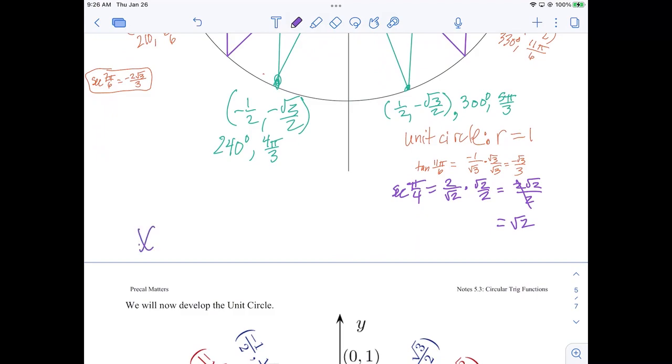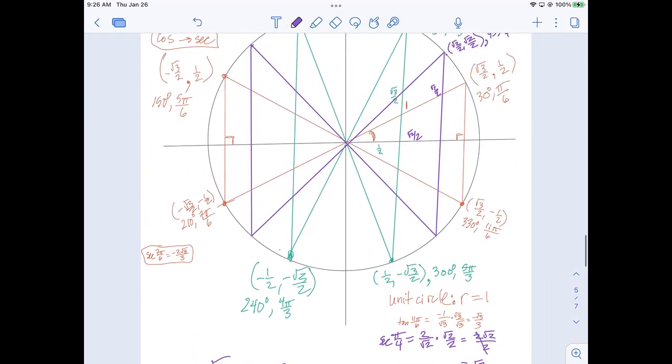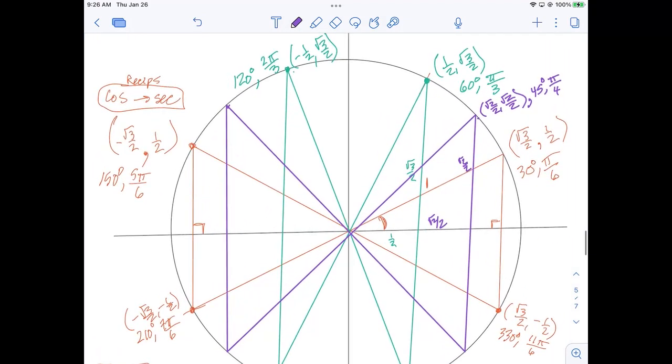So here's an important thing to help you speed up. The square root of 2 over 2 and the square root of 2 are reciprocals of each other. What's the square root of 2 over 2's reciprocal? Just the square root of 2. And what's the square root of 2's reciprocal? Square root of 2 over 2. So what would the cosecant of pi fourths be?